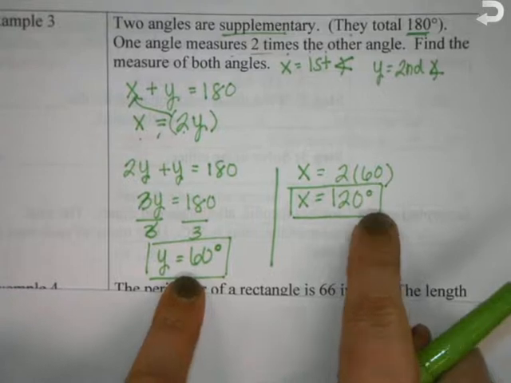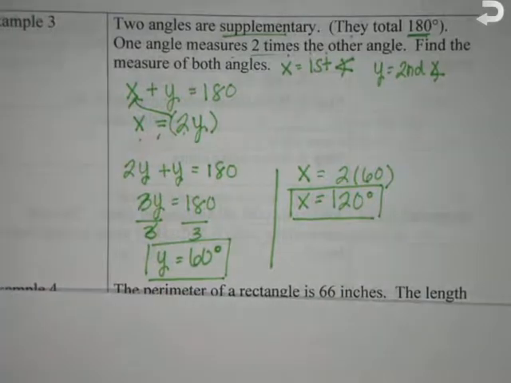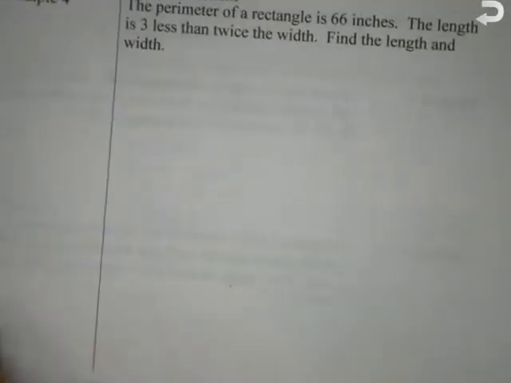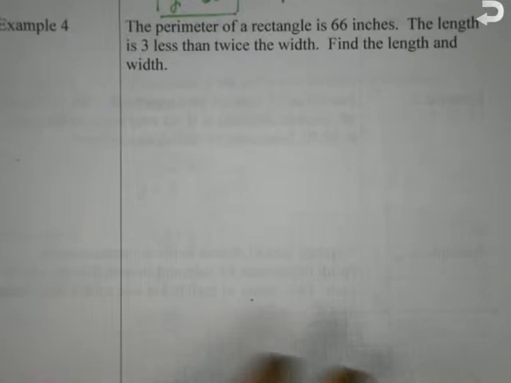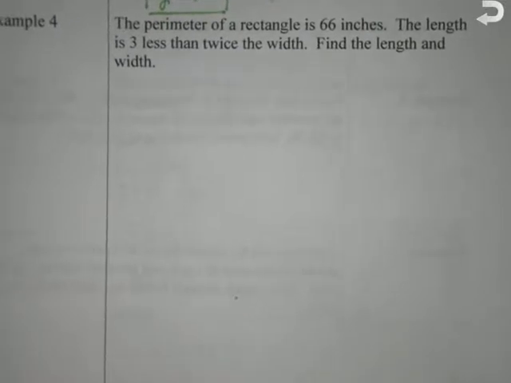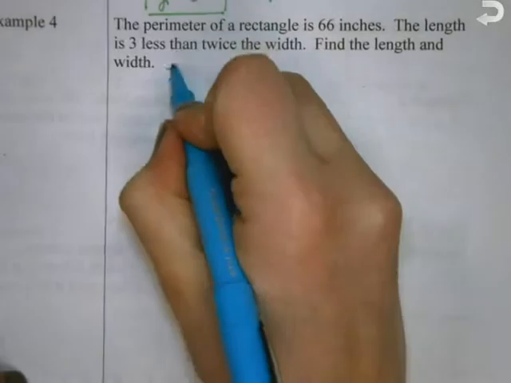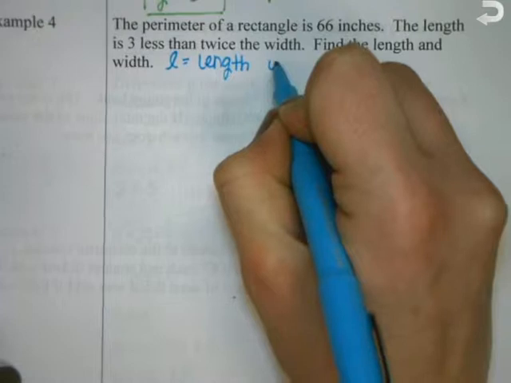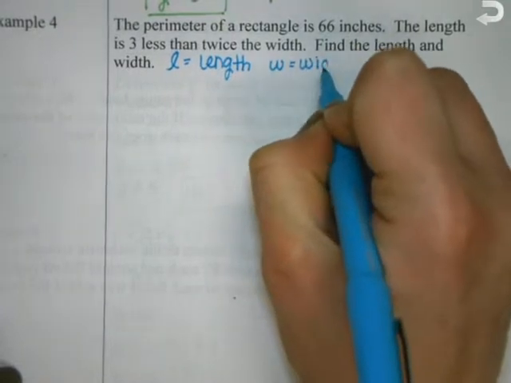All right, last one for 7.5. Perimeter of a rectangle is 66 inches. The length is 3 less than twice the width. Find the length and width. Okay, so how about we let L equal length, W equal width. So this is like length times width. Okay, we're not asking for area, we're asking for perimeter.